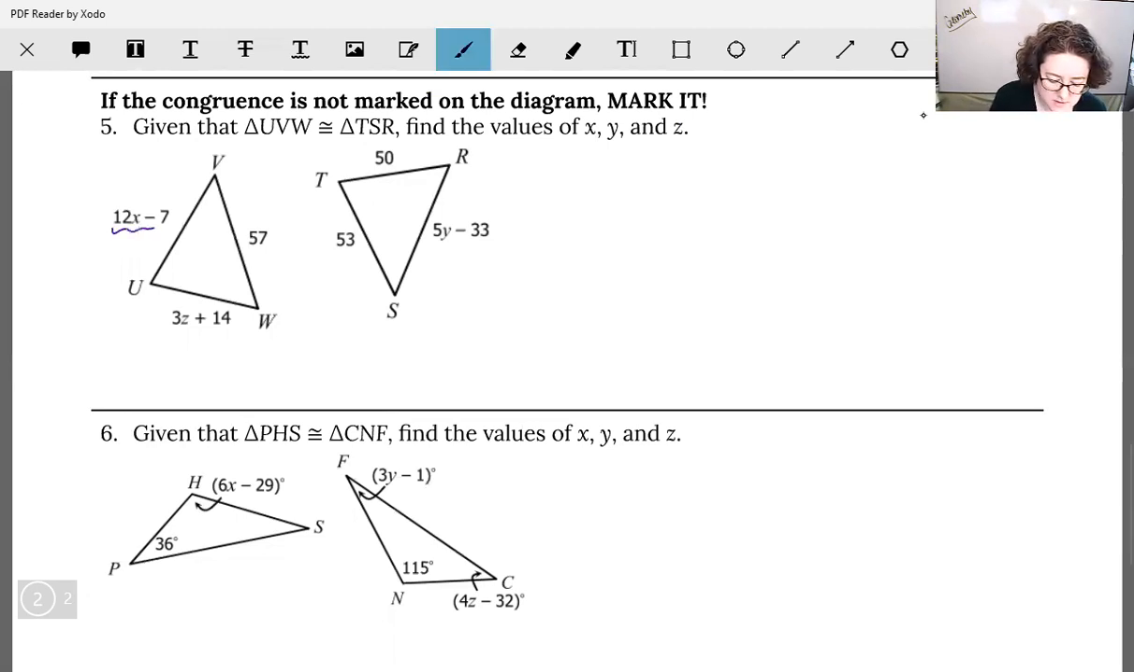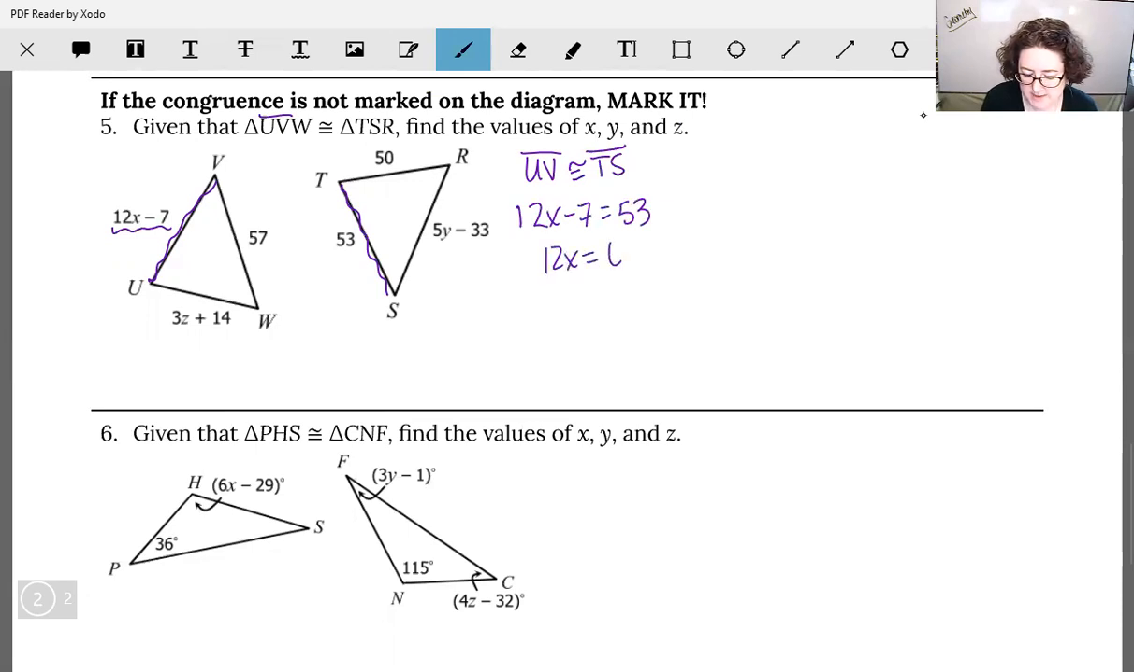So my first one, my x. And again, I could pick any one that I want, but specifically, x is on segment UV. So if I look at the names, I know that segment UV has to be congruent to segment TS. And so TS is labeled with a 53. So I just have to set those equal. So 12x minus 7 equals 53. Add your 7 to both sides. We're looking at a 60. And so x equals, I believe that is 5. So there's our answer for x.